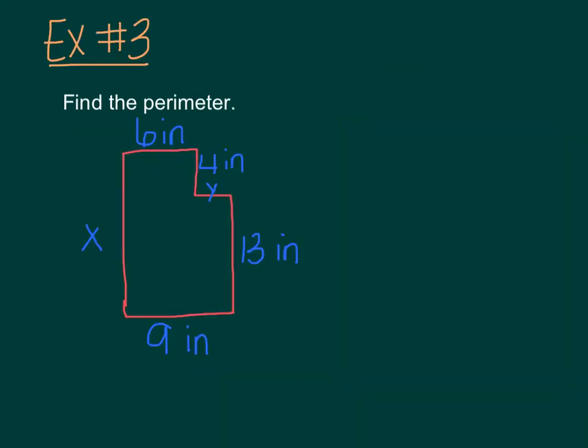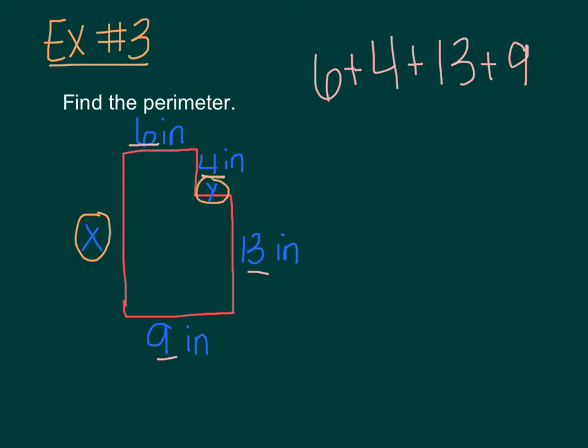Example 3. It gets a little trickier here because we have to find some of the sides before we can add them all up. So let's take what we know. We have 6, 4, 13, and 9. We know we're going to add those. And let's figure out the x and the y. Okay, so let's do the x first. The x goes the entire length of this shape.